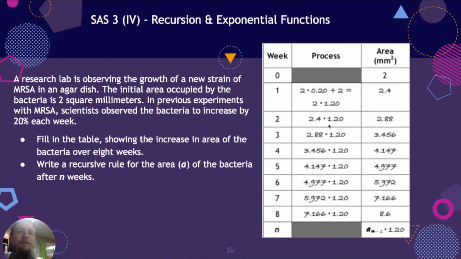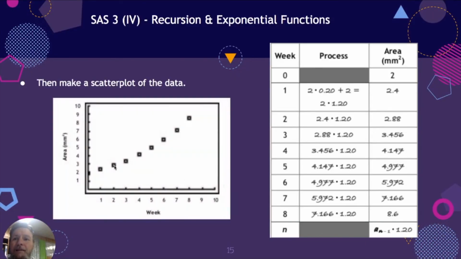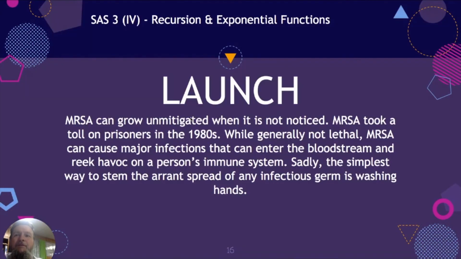So we can do this as long as we don't need more than the first 8 or 9 weeks, something like that. We can do that easily because we're using the last week's value, or area that the MRSA has taken up, to find the next week's value. All right, we're going to make a scatter plot. And notice it has that slight curve. Guess what? You're right. It is an exponential function.